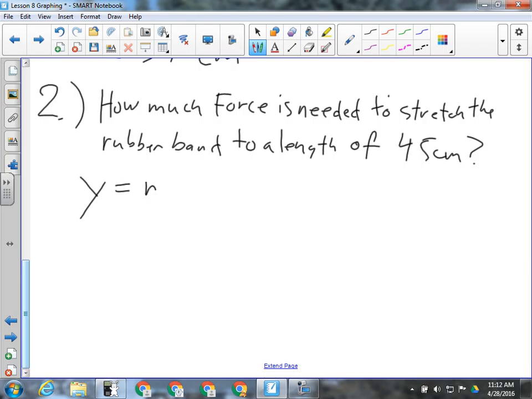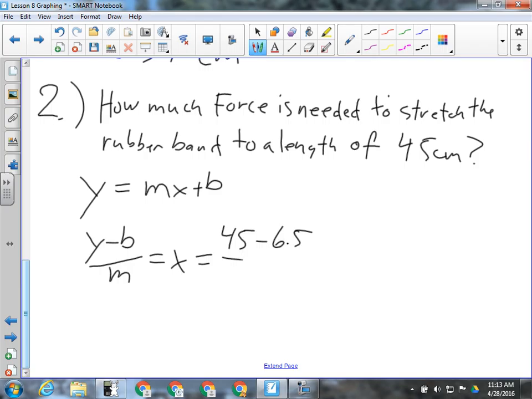So I still start out with y equals mx plus b. I still know b and m, and now I know y. They gave me a length in centimeters. I'm solving for x. What should I move first? B. All right, so I'm going to go y minus b, and then I'm going to divide by what? I'm solving for x. M. Okay, now I just plug in my numbers. So I'll have 45, the y value they gave me, minus 6.5, divided by 2.04.